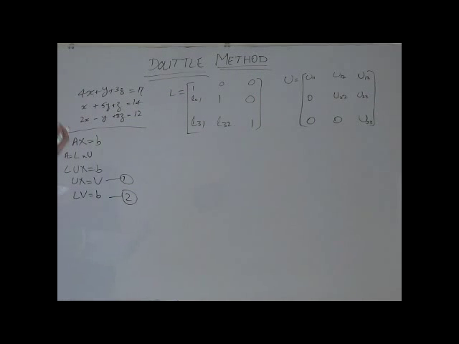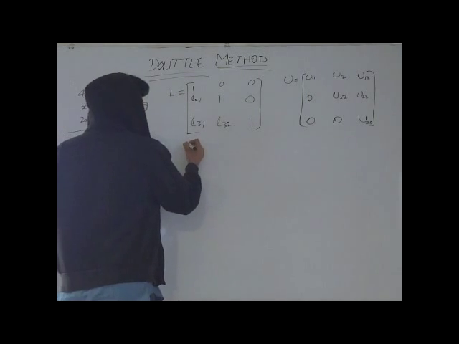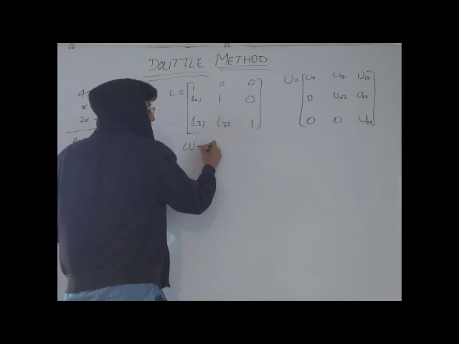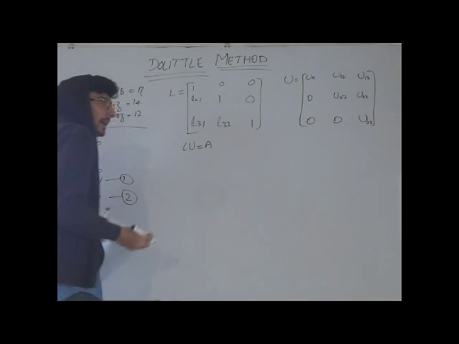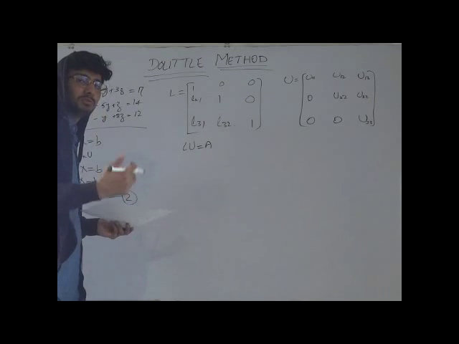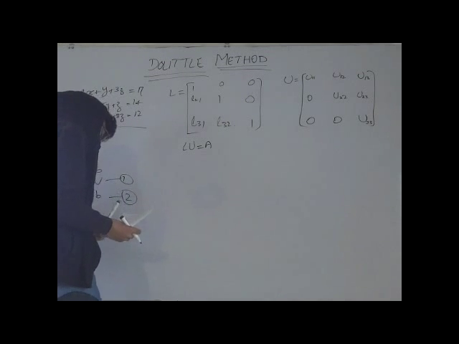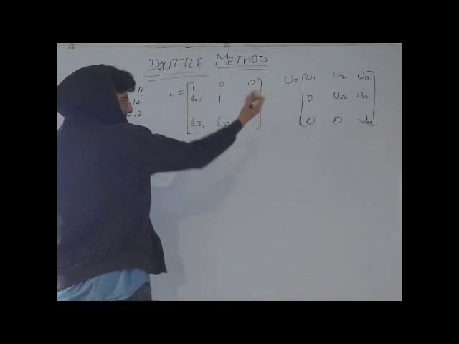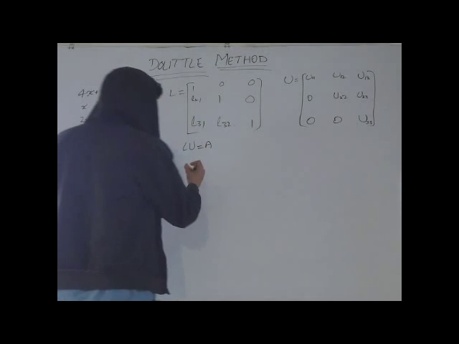Now, what we will do, as per the general rule, is multiply this LU to get the A matrix. Like we will solve this equation, A, and then we will compare the elements of A equals LU. Let me show you how. When we multiply L into U, we get this matrix.